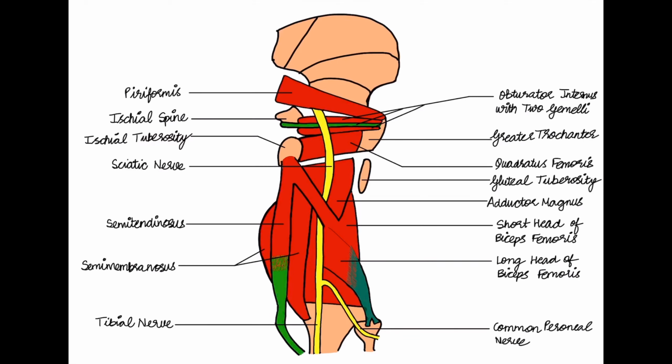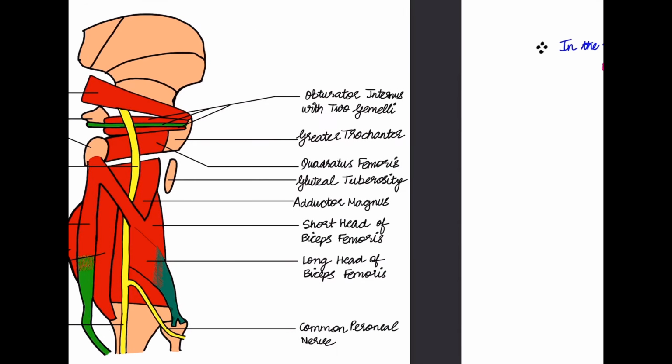Superficially it is crossed by the long head of biceps femoris, that is this one. We have it running superficially and then deep to it, it lies on the adductor magnus. It literally lies over the adductor magnus. And medially we have semitendinosus and semimembranosus and laterally we have biceps femoris, that is here we can look at biceps femoris getting inserted here. So this is a diagram that I have drawn to emphasize the whole of the relations of sciatic nerve.